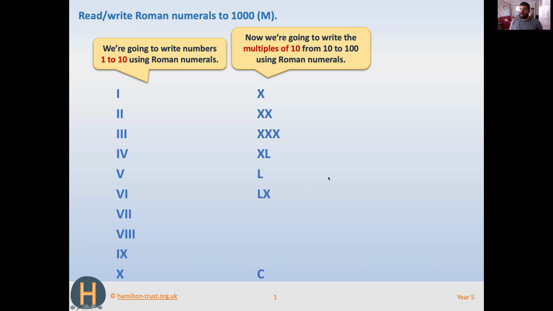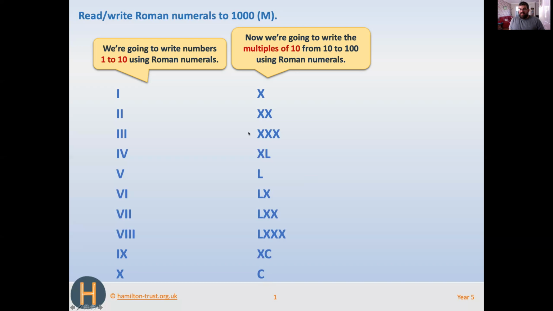And again, we go LX, 10 more, LXX, 20 more than 50, 70, LXXX, 30 more than 50, 80, and then, brilliant, 10 less than 100, okay, is 90. So it's gone 10, 20, 30, 40, 50, 60, 70, 80, 90, 100, okay? So you can see that. That's the multiples of 10.